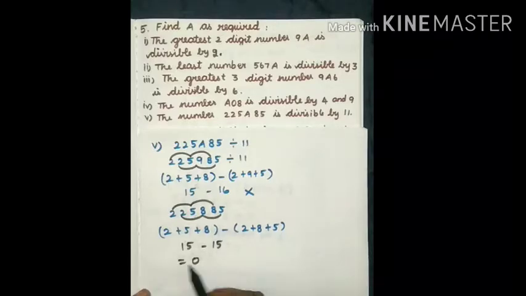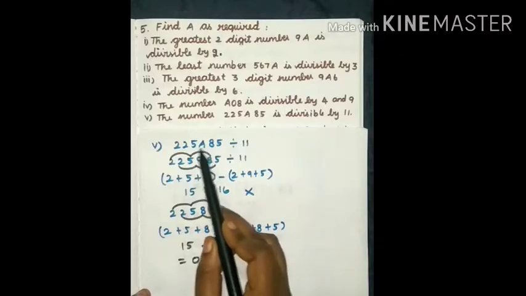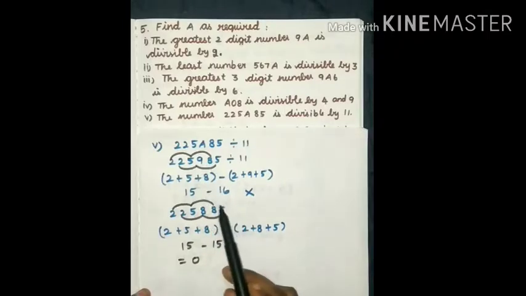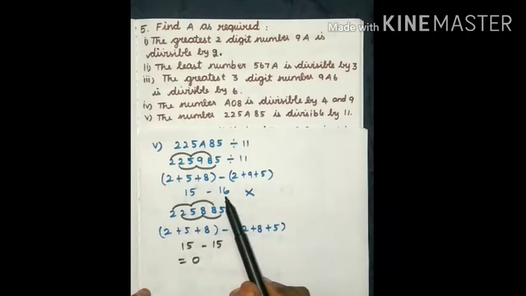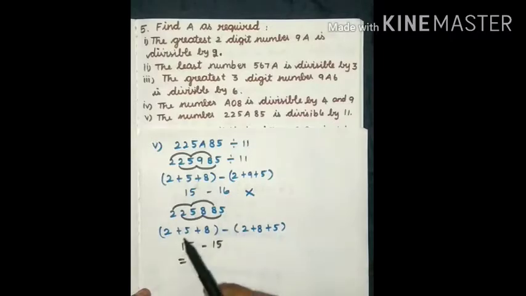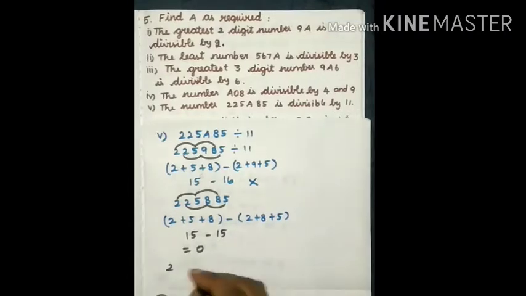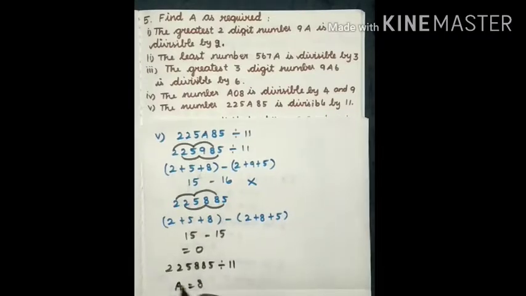Students, it's clear, no? Here we substituted the A value as 9, but we got a negative number. 15 minus 16 is minus 1. So it does not satisfy the rule for divisibility by 11. So let's substitute A value as 8. We get the answer as 0. It satisfies the rule of divisibility by 11. The number 225885 is divisible by 11. A value is equal to 8.